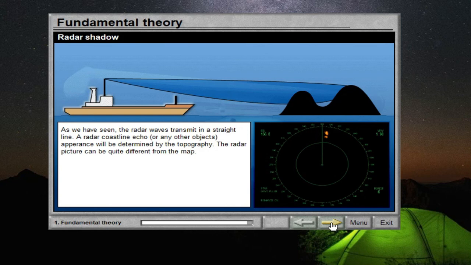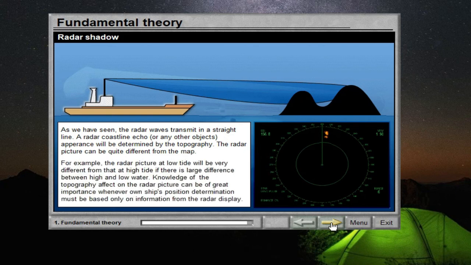As we have seen, the radar waves transmit in a straight line. A radar coastline echo, or any other object's appearance, will be determined by the topography. The radar picture can be quite different from the map. For example, the radar picture at low tide will be very different from that at high tide, if there is a large difference between high and low water.